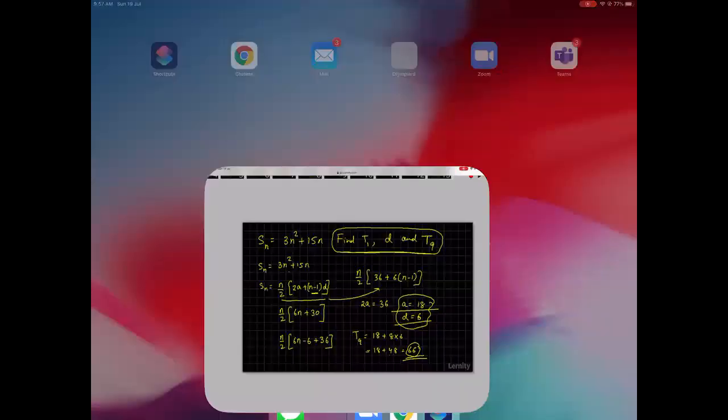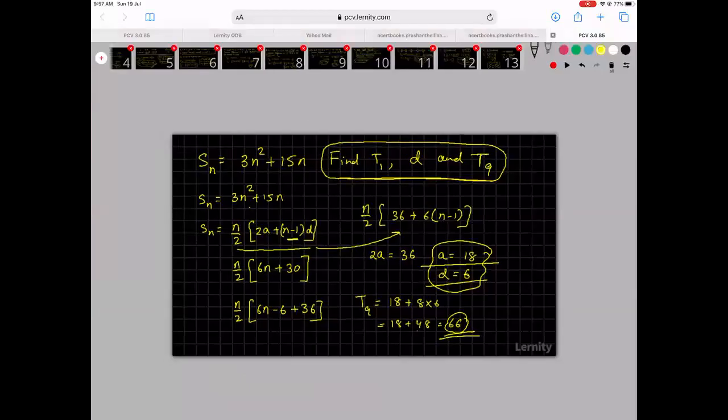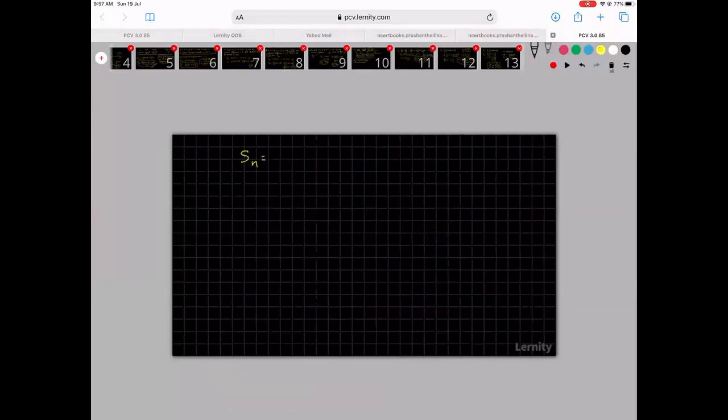So here it is. Sn is equal to 2n square minus 24n. Find T10. Sn is equal to 2n squared minus 24n. Find T10.